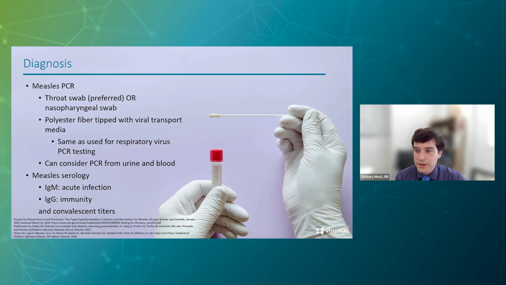Measles nowadays is typically diagnosed using a PCR test. The ideal swab is a throat swab or a posterior pharyngeal swab. You can use a nasopharyngeal swab as well. And you would use a polyester fiber tip swab, which is usually Dacron or nylon with viral transport media. This is the same kinds of equipment you would use to do a PCR test for other respiratory viruses like COVID-19, influenza, and RSV. You can also send PCRs from urine and blood.